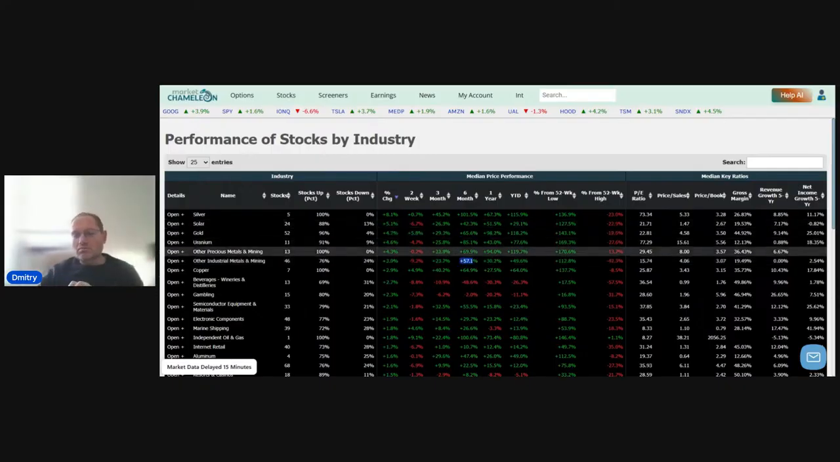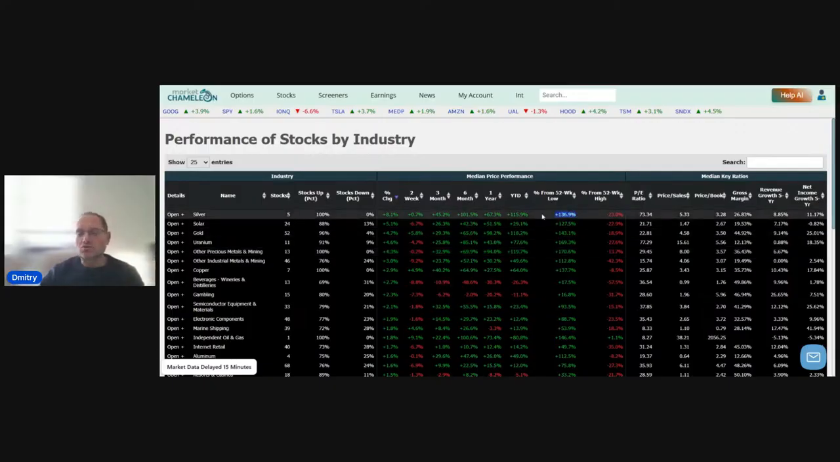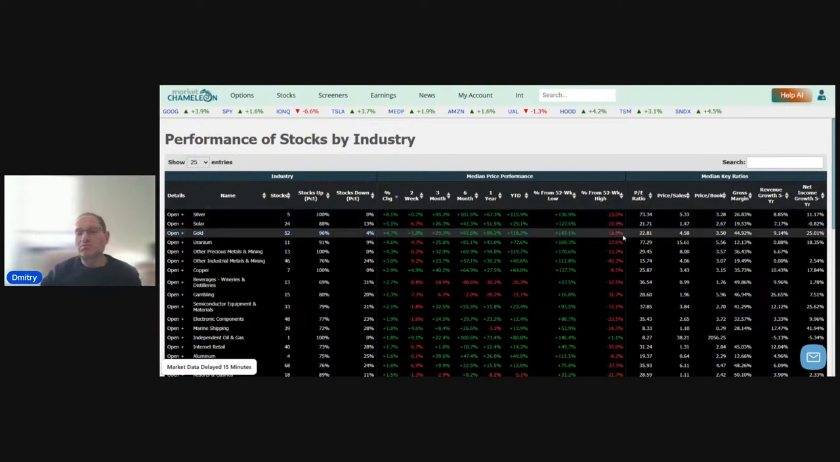Another performance measurement here is we see the median, how far away they are from their 52-week low and from their 52-week high. Okay, these are median.